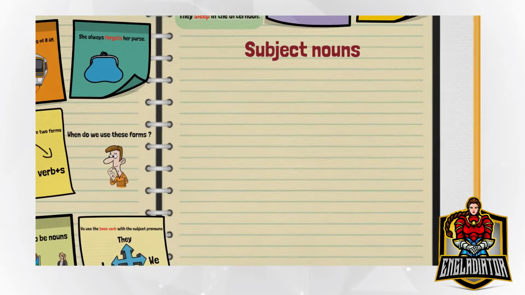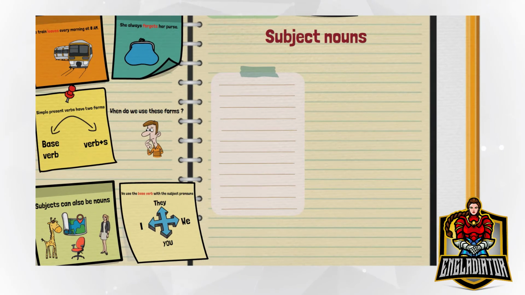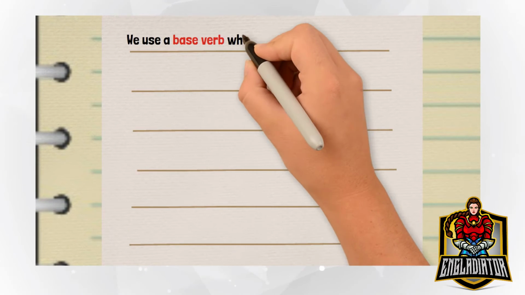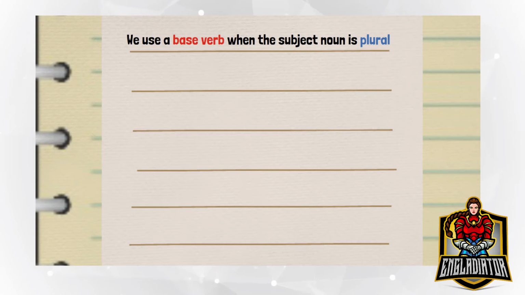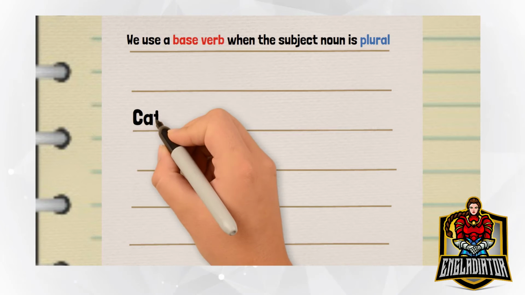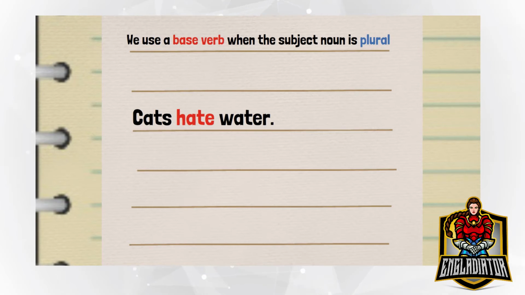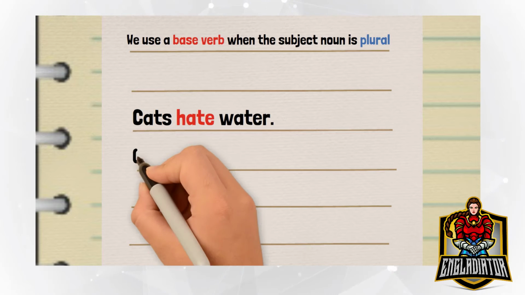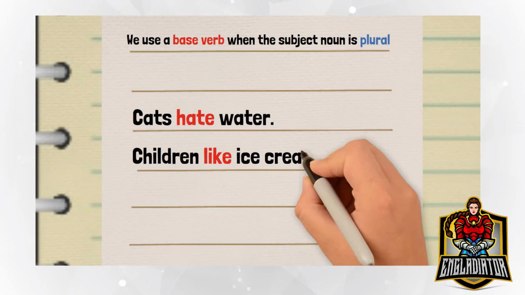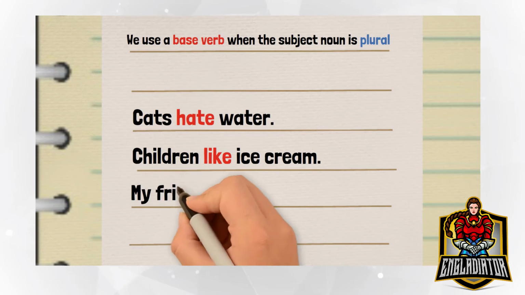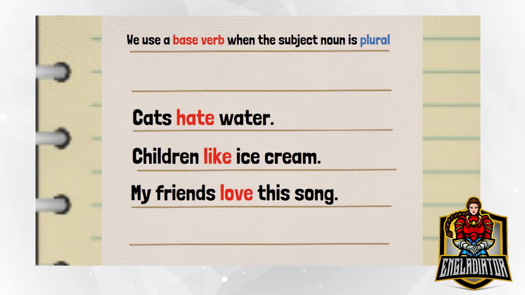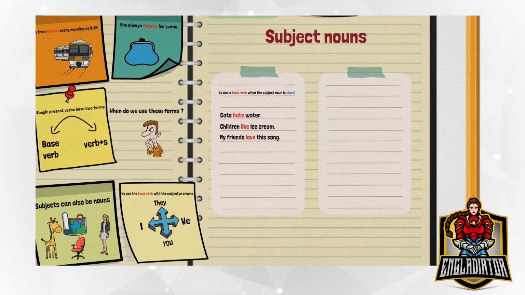As for the subject nouns, we use a base verb when the subject noun is plural. For example, cats hate water. Children like ice cream. My friends love this song.